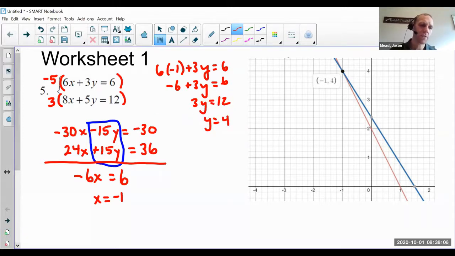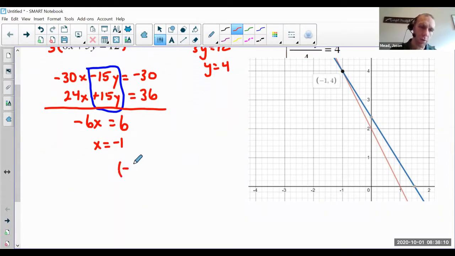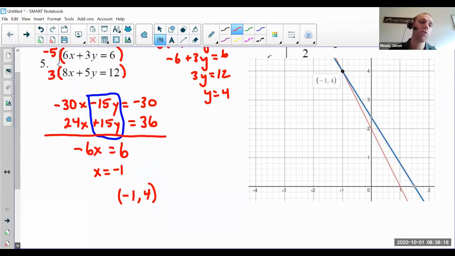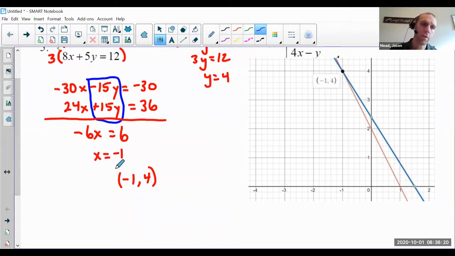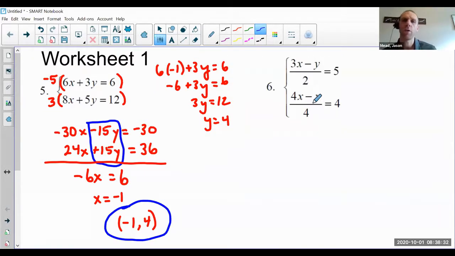Since I'm solving for a point, I want to write my answer as a point if it's just a system of two equations. In a word problem, that's different, and we'll do word problems a little later in the unit where you have to answer things in context. But in problems like this, you want to answer as a point. So the answer to this one is negative 1, 4. I'll do this one, and then if you have any questions, let me know.